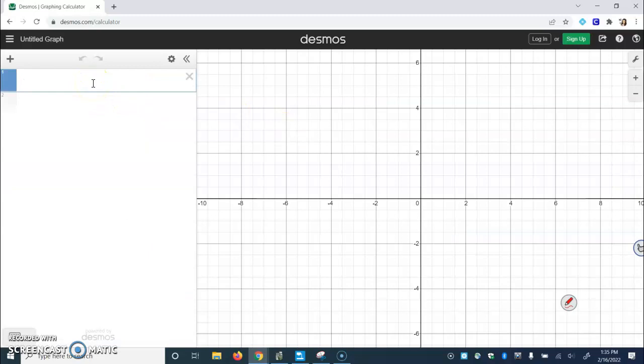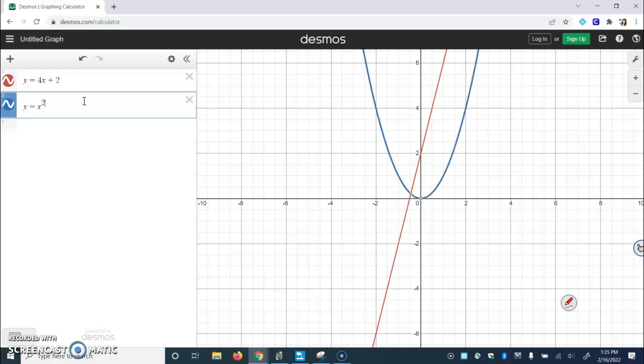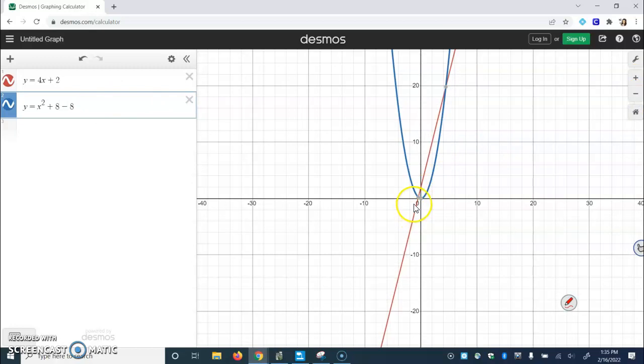All right, so I'm going to type in y equals 4x plus 2. And my other equation is y equals x squared plus x minus 8. I might have to zoom out a little bit, but I can just click on the points in Desmos. Now you see here when I click 0, 0, something happened because 0, 0 is an x-intercept, so that's kind of a special point.